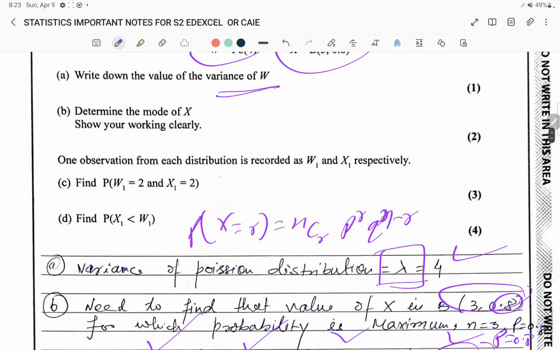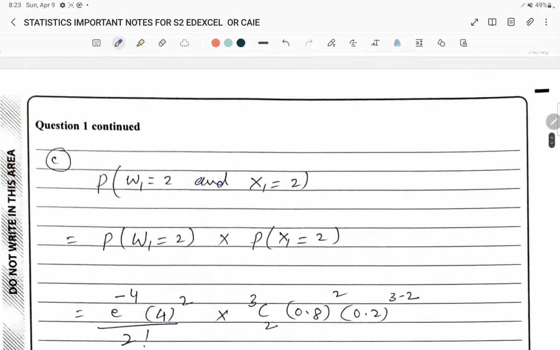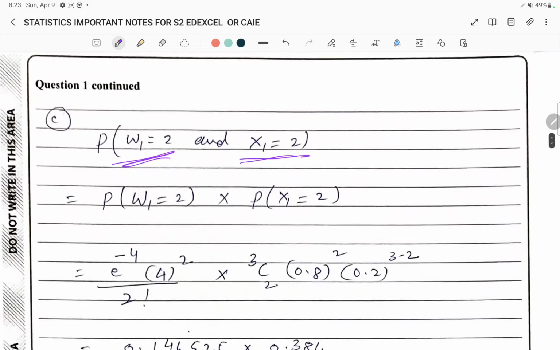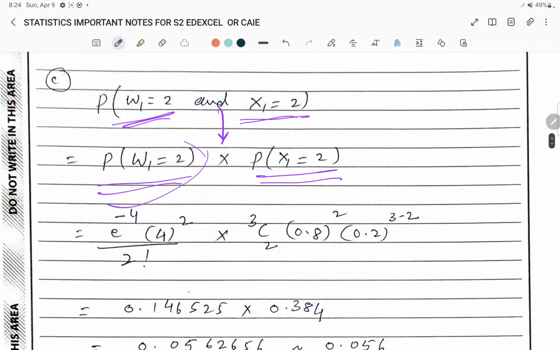One observation from each distribution is recorded as w1 and x1. Find P of w1 and x1, and "and" means multiplication. So P of w1 equals 2 and x1 equals 2. So "and" means simply multiplication. P of w1 equals 2. So w1, this is for Poisson.